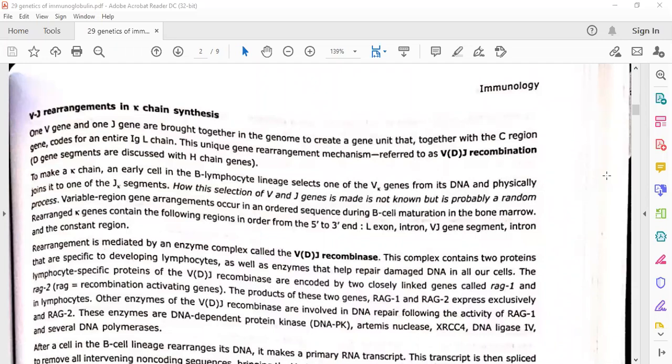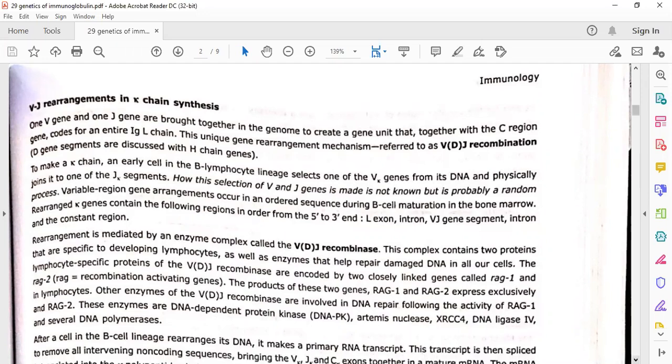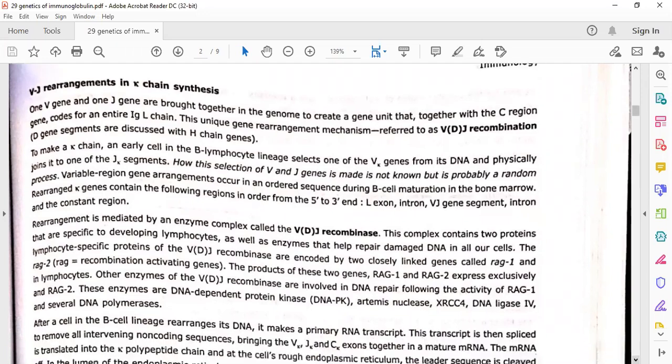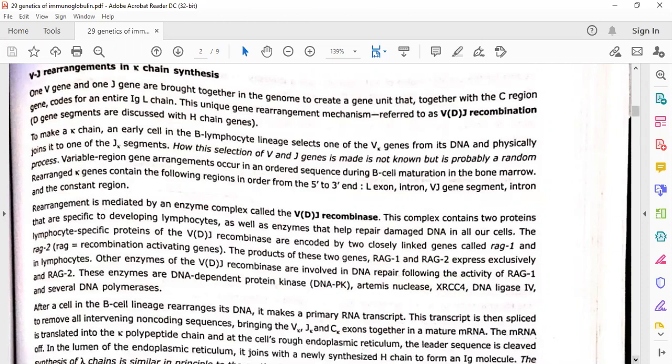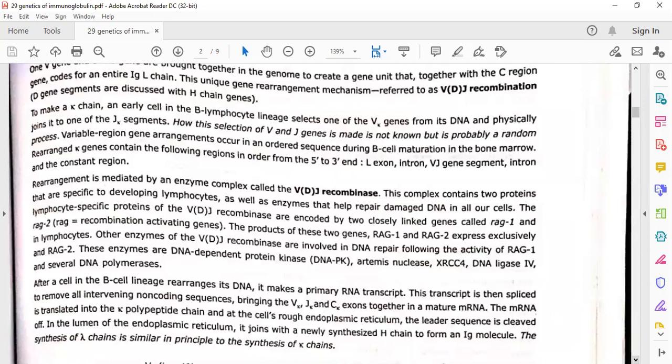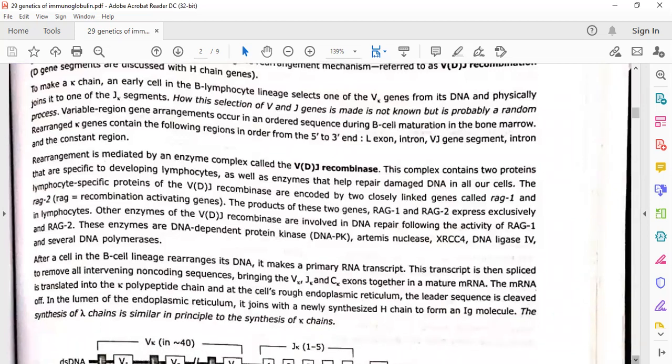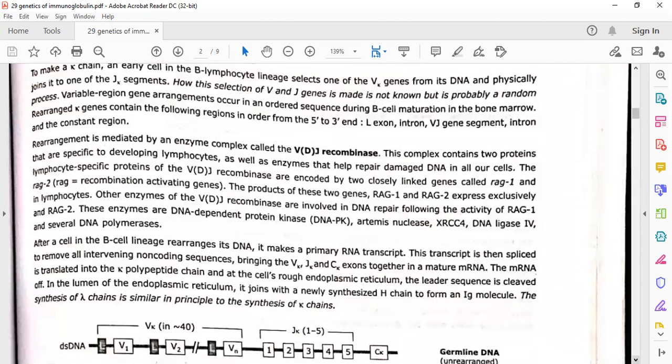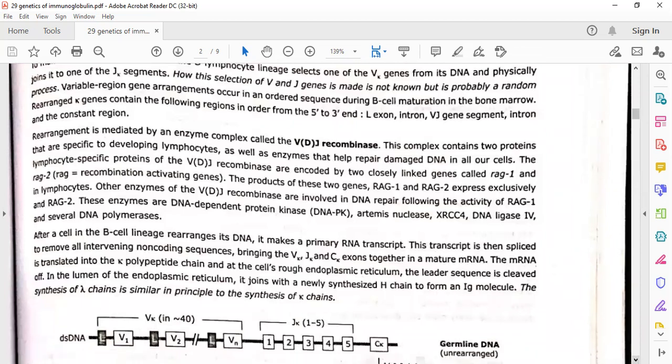For the preparation of the complete genes, the VJ genes must be combined with each other for the preparation of the VJ recombinations. Here, VJ recombinations, because here only the V region and the J regions of the variable region are involved. So V and J regions must be there to make a kappa chain, and the B lymphocyte lineage selects one of the VK genes, and this V gene will bind to the J segments. How this selection of V and J is made should be known.